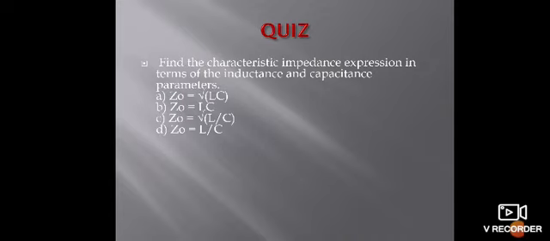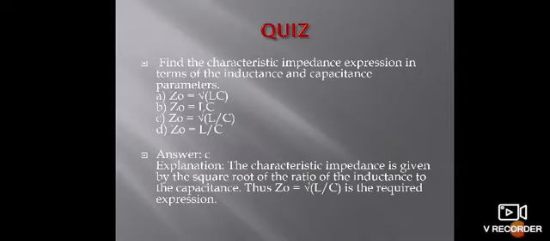So find the characteristic impedance expression in terms of inductance and capacitance parameters. So what is the correct answer? That is C, that is Z naught equals under root of L by C, where L is the inductance and C is the capacitance. So the characteristic impedance is given by the square root of the ratio of inductance to capacitance. The third one is the correct answer.